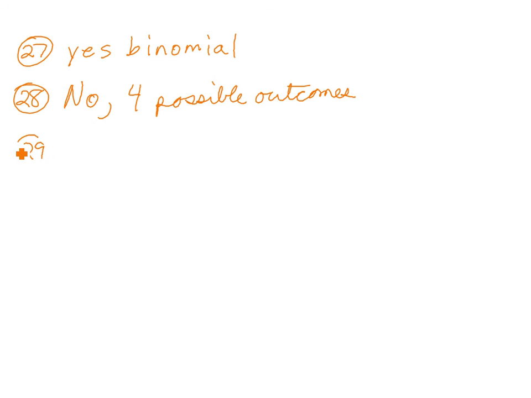29. 26% of people in the United States with internet access go online to get news. A random sample of 5 Americans with internet access is selected and asked if they get news online. Identify the values of n, p, q, and list all the possible x's, all the possible outcomes.